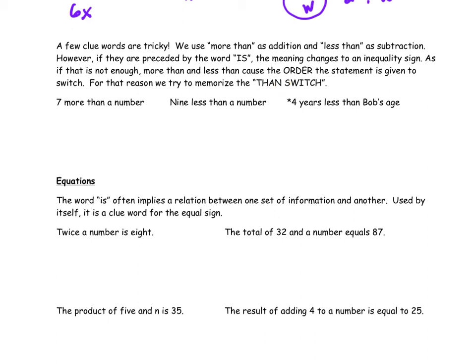We're going to start with our phrase "7 more than." Notice it doesn't have "is," so it means I'm going to be adding a number.